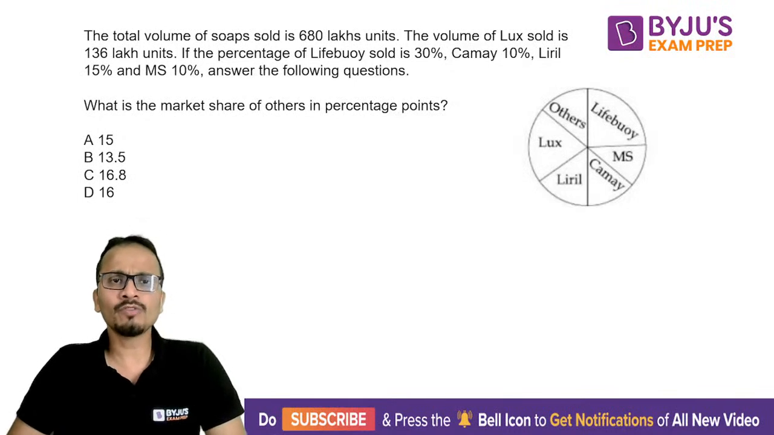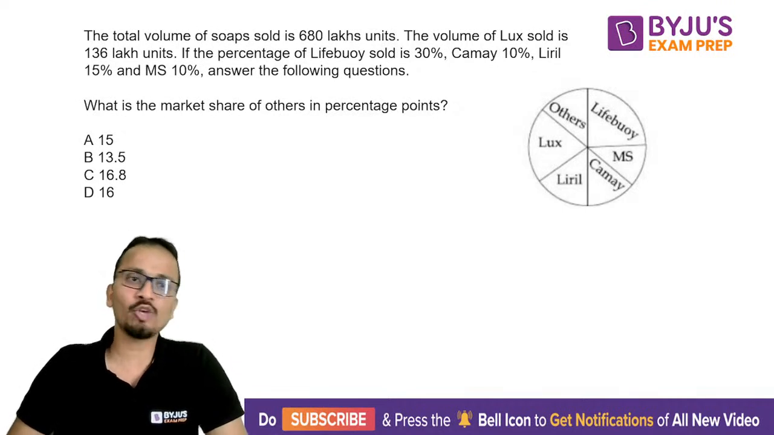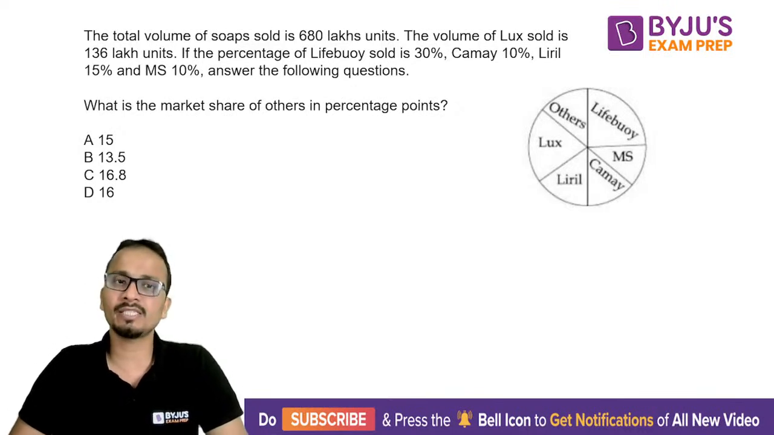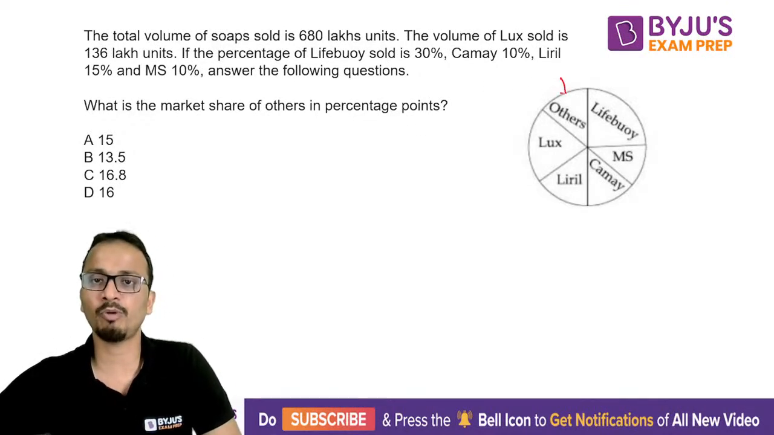The total volume of soaps sold is 680 lakh units. The volume of Lux sold is 136 lakh units. If the percentage of Lifebuoy, Camel, Liril and MS is given, answer the following question. What is the market share of others in percentage points?